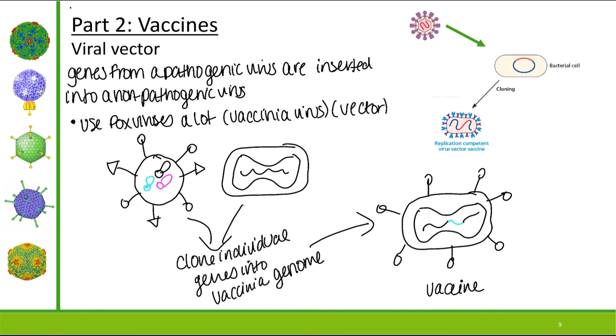So again, we might not even have to grow this virus that is pathogenic in the lab. We might be able to do this all with genetic engineering and all with genomics. And so an example of this is the oral rabies vaccine.